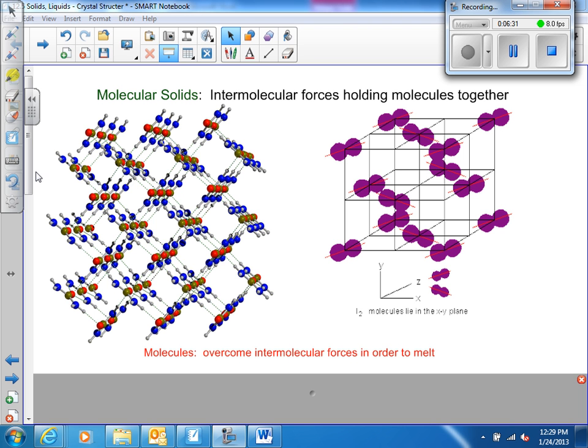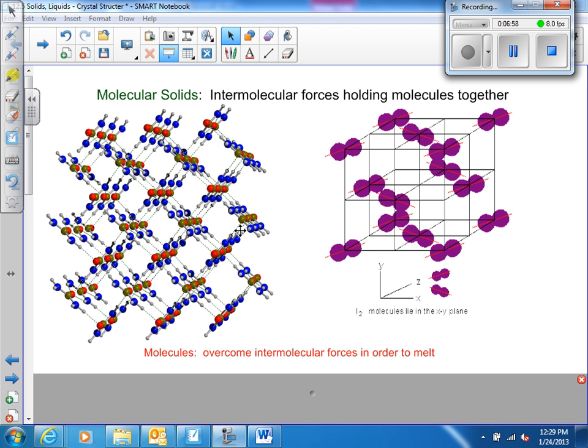So at the lattice point of each cube, each point in the cube, we would have a whole molecule. So here's a molecule, here's a molecule, here's a molecule, here's a molecule. And the molecules are held together by intermolecular forces. That could be London dispersion, van der Waals, dipole-dipole forces if you have polar molecules, or hydrogen bonding if you have molecules capable of hydrogen bonding.